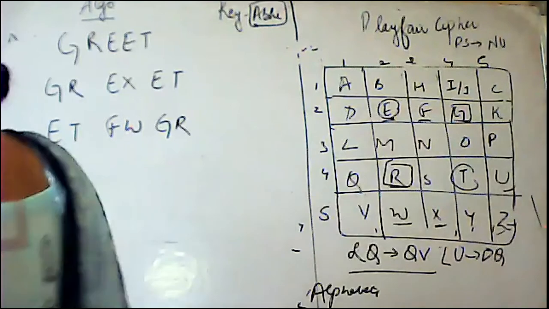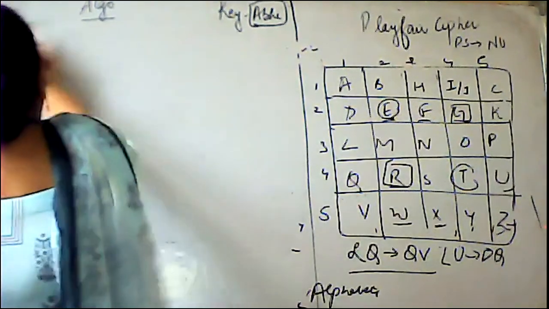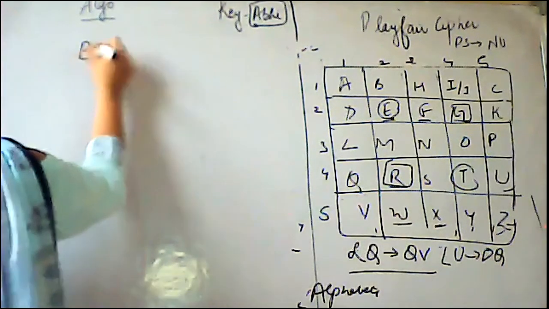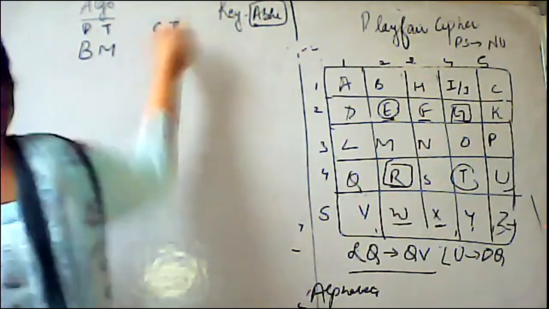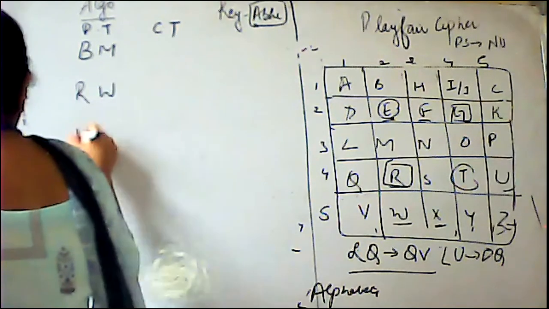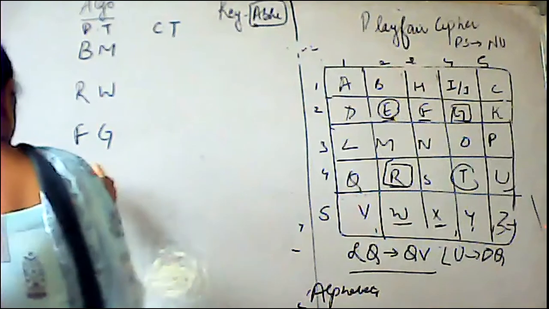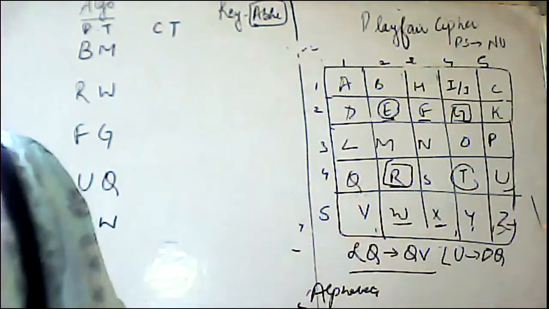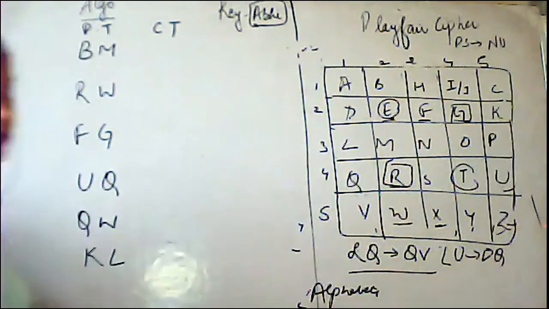Okay. So for example, other plain text we can take as BM. This is PT. We have to find the CT for it. RW, FG, UQ, QW, KL, and KS.